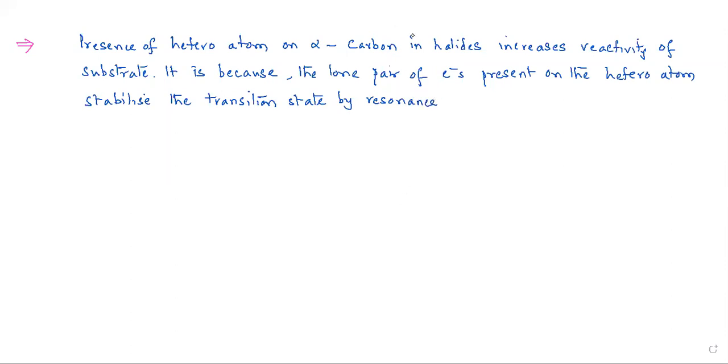So having a heteroatom on alpha carbon stabilizes the transition state by, you can say, the plus M effect. I mean, because of the lone pair of electrons present on the heteroatom, the transition state gets stabilized. Okay. Let me give you an example.